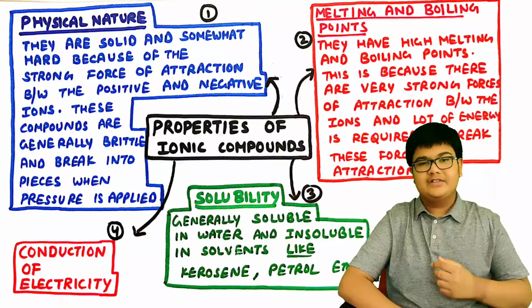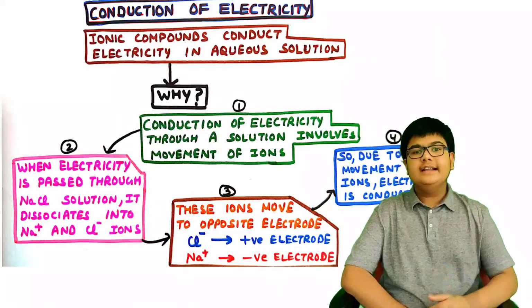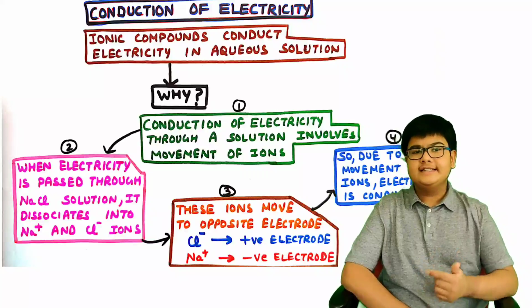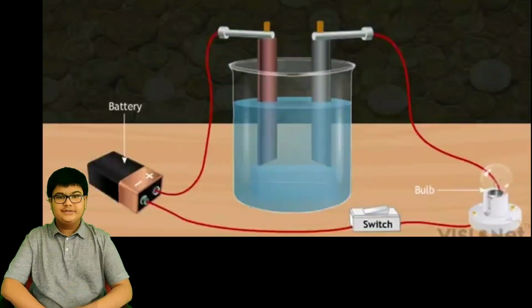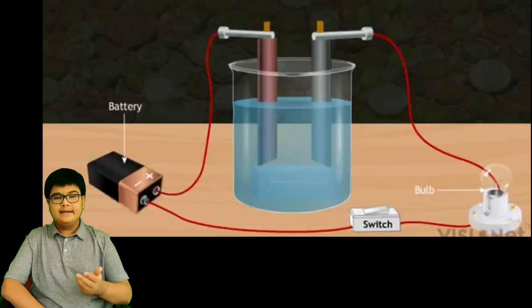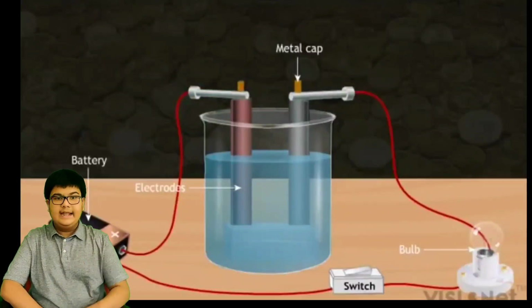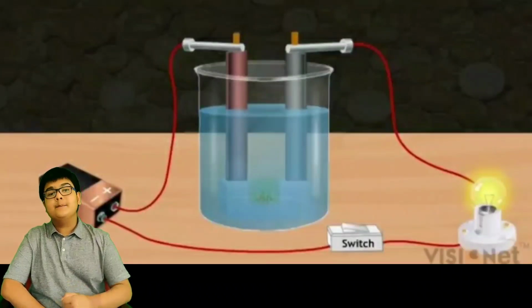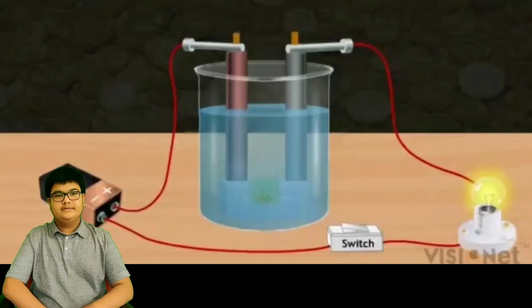Fourth, conduction of electricity. This means that ionic compounds conduct electricity in aqueous solutions. Let's conduct an experiment to understand this better. Take water in a beaker and insert 2 carbon electrodes in it. Now make a circuit as shown in the diagram and connect the circuit to a bulb. Now add sodium chloride to the water and dissolve it. When you turn the switch on, you will observe that the bulb glows. This means that the sodium chloride solution has conducted electricity through it.